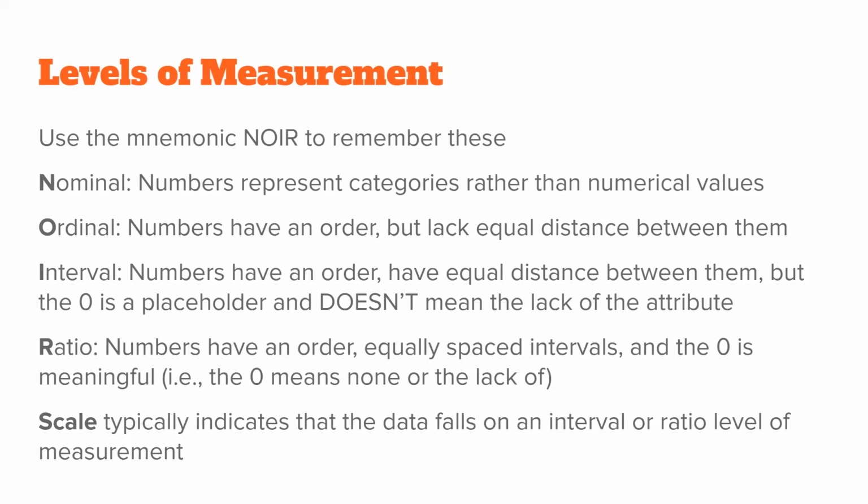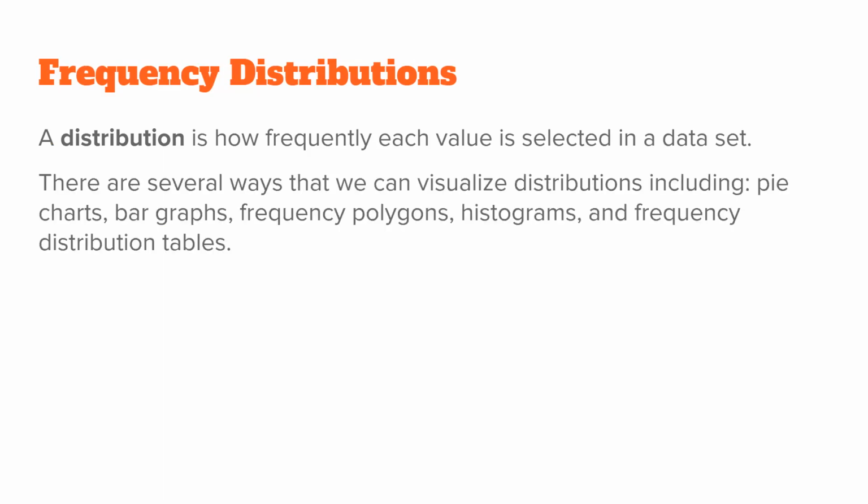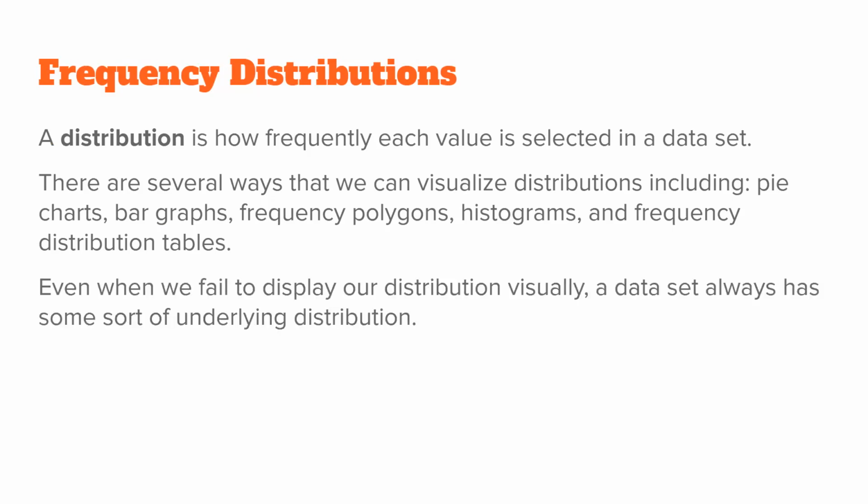All right, so we also have frequency distributions. If you're in my stats class, you're also probably crying right now because you hated that word distribution. But a distribution is how frequently each value is selected within a data set. Okay, so there's several different ways that we can visualize these distributions, including pie charts, bar graphs, frequency polygons, histograms, and frequency distribution tables. So even if we don't display our distribution visually through one of those methods, a data set always has some sort of underlying distribution.